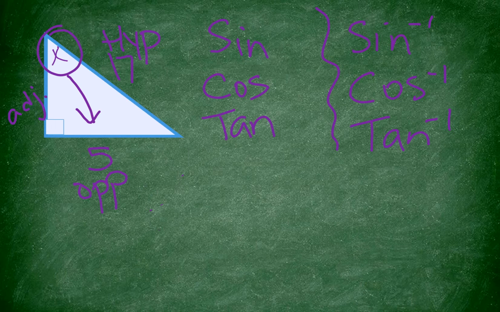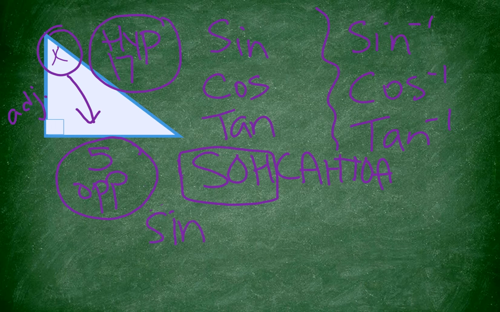So I'm going to circle the two sides that I know, and I know the opposite is 5, and I know the hypotenuse is 17. So that is going to tell me which trig function I'm going to use. And if I go back to SOHCAHTOA, that tells me if I'm using opposite and hypotenuse, that's sine. So I'm going to write this equation out like I have been. That's going to be sine of my angle. The problem is I don't know what my angle measure is, so I'm going to put x, equals my opposite, which is 5, over my hypotenuse, which is 17.